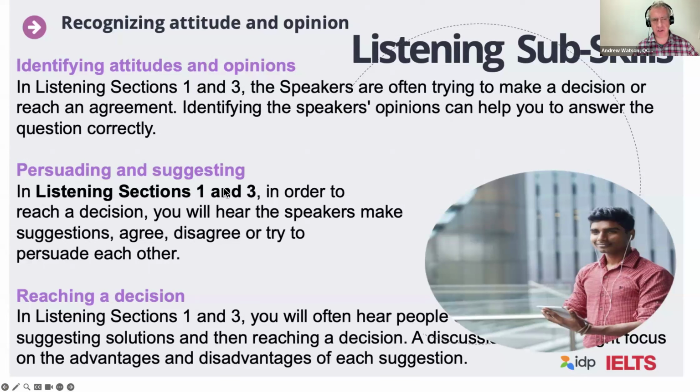So also in persuading and suggesting in listening sections 1 and 3 in order to reach a decision, you will hear speakers make suggestions, agree or disagree, or try and persuade each other. And reaching a decision, sections 1 and 3, you will often hear people suggesting solutions, reaching a decision. Discussion on the advantages and disadvantages of each suggestion. Okay, so there it's also important to be aware of this sort of functional language that we mentioned earlier for making suggestions, persuading, and so on.